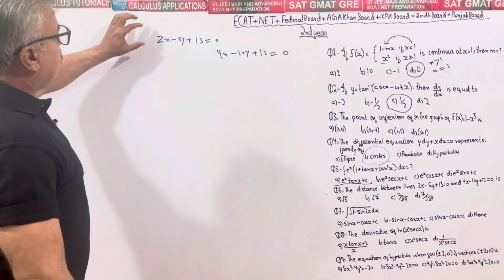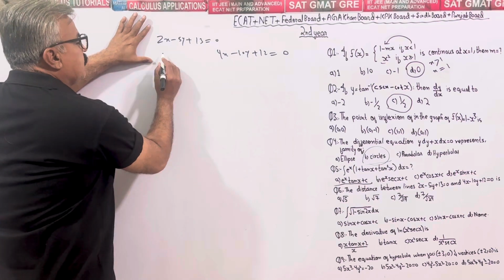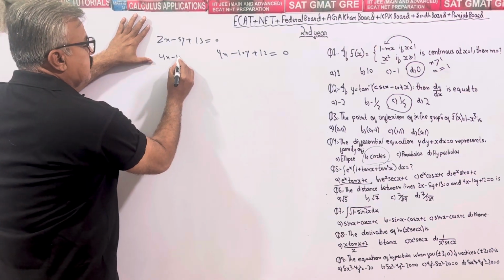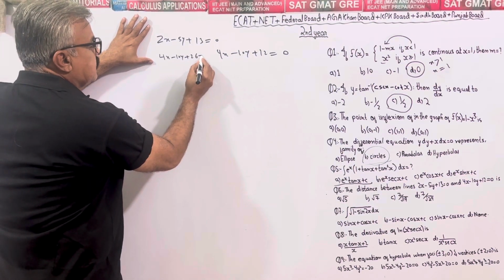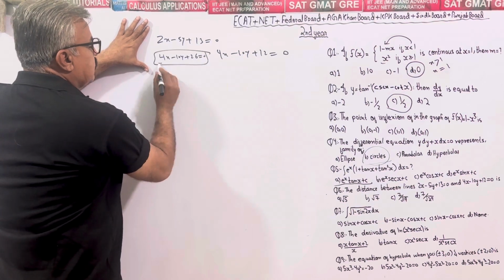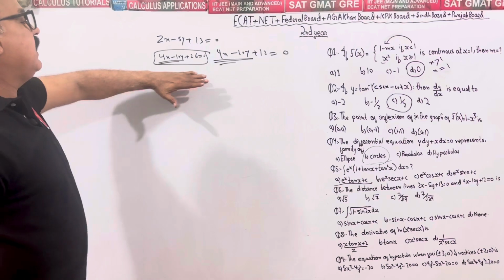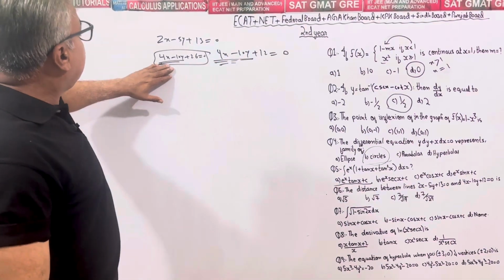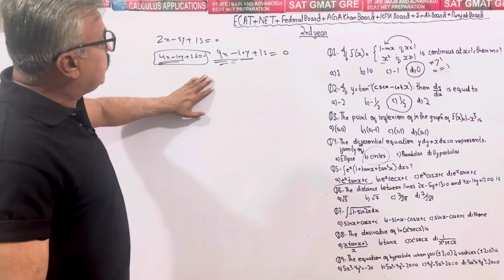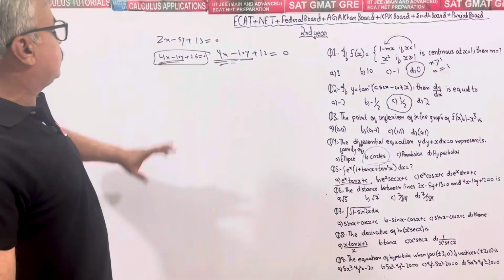Look at this. If you multiply 2 with the first equation, it will become 4x minus 10y plus 26 is equal to 0. These are parallel lines. Why? Because their coefficients of x and y are the same. They only differ in the constant.